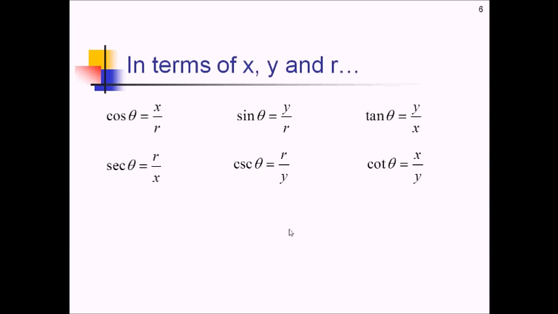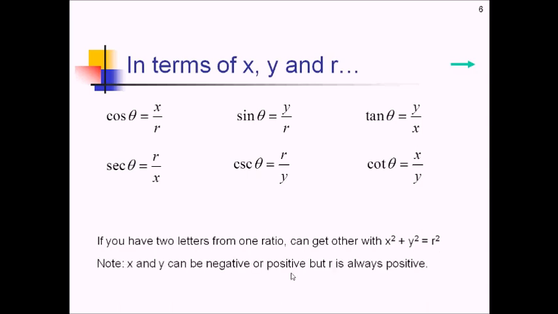And here's even better news. We might remember from a few lessons ago, if you have 2 of those letters, you can get the other one using x squared plus y squared equals r squared, basically Pythagorean theorem. And one other helpful hint as you're doing this, x and y can be negative or positive because they're coordinates, but r is always going to be positive. So if you're trying to pick which thing is positive or negative, r is always positive, and these other 2, x and y, can be negative.